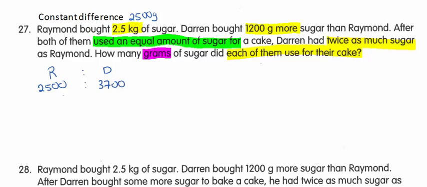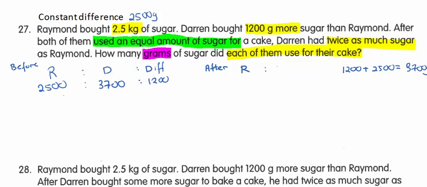So I'm doing it at the side. 1200 plus 2500 gives me 3700 grams. Okay, so Darren is here, and I need my difference because it's constant difference. Difference here is 1200, and this is before. And now let's look for after. So R is to D is to difference. After, Darren had twice, so Darren had 2 units, Raymond had 1 unit, the difference here is 1 unit.